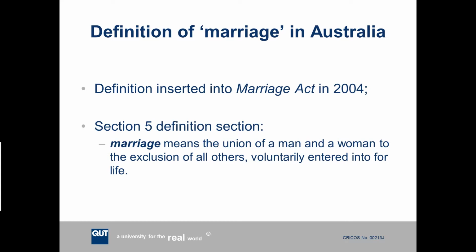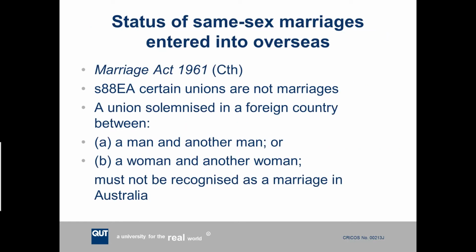Now, just to understand where our definition of marriage came from, in 2004 the government inserted a definition of marriage into the Marriage Act. Before that, it had just been assumed that this was what marriage was: the union of a man and a woman, to the exclusion of all others, voluntarily entered into for life.